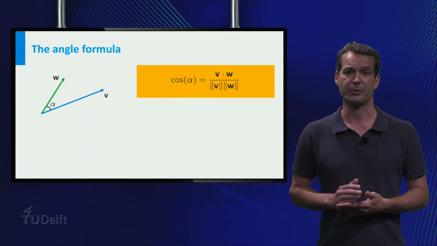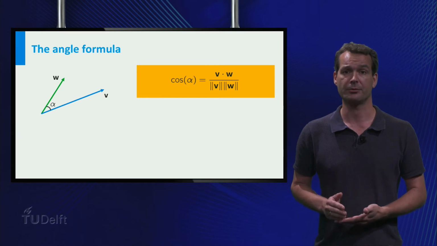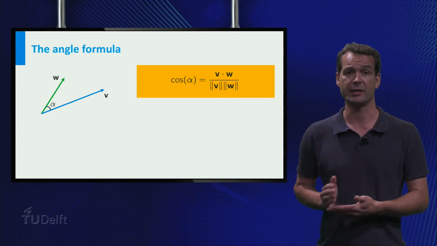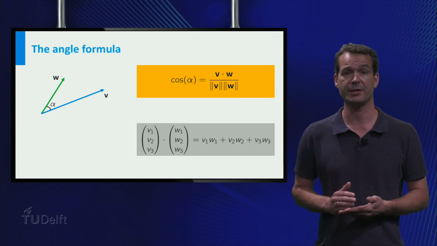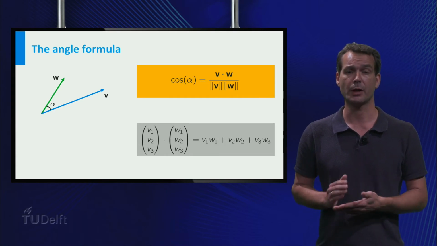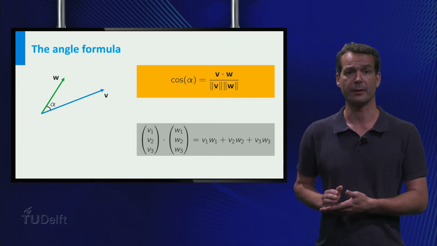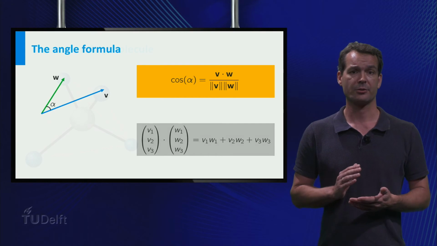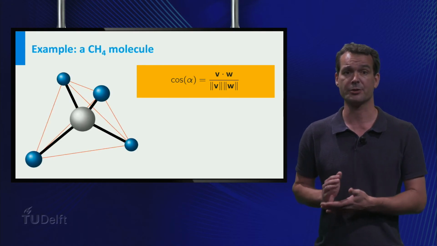What may be a bit surprising is that the angle formula that you have seen for 2-dimensional vectors also works in 3 dimensions. In this case, the dot product of 2 vectors v and w is v1w1 plus v2w2 plus v3w3. Let's try to use this formula to find angles between vectors in 3-dimensional space.